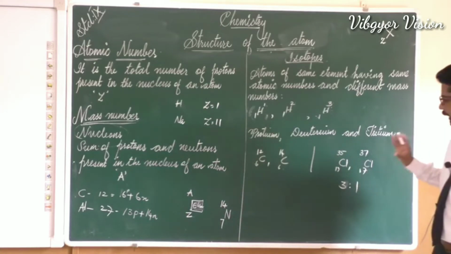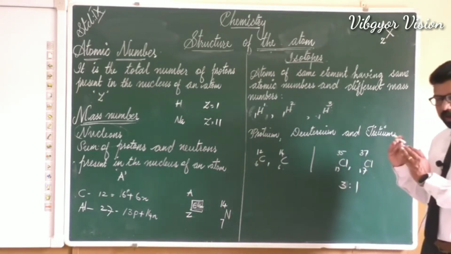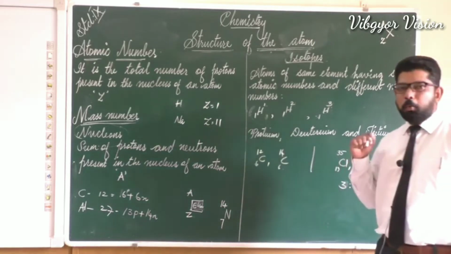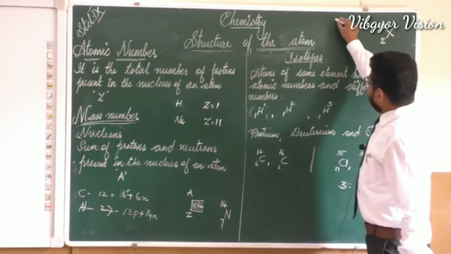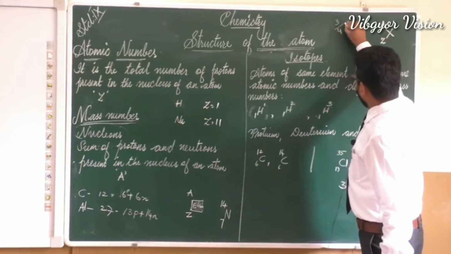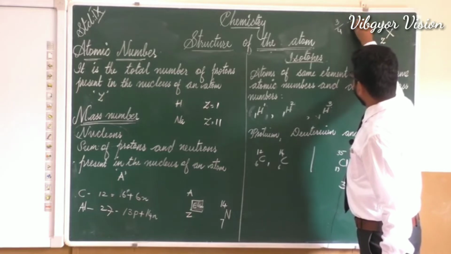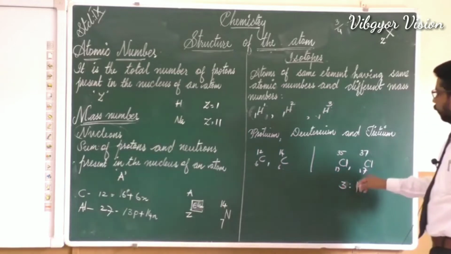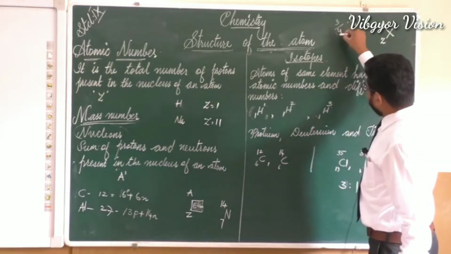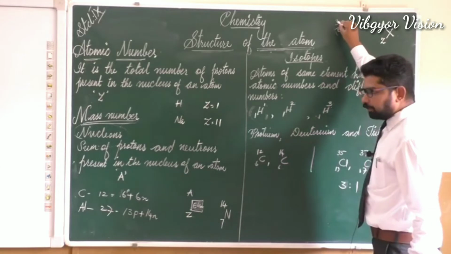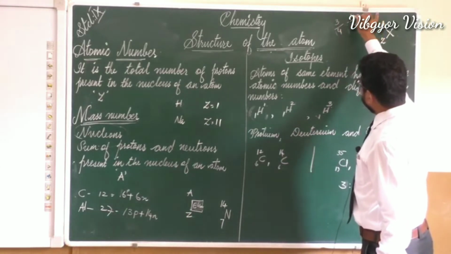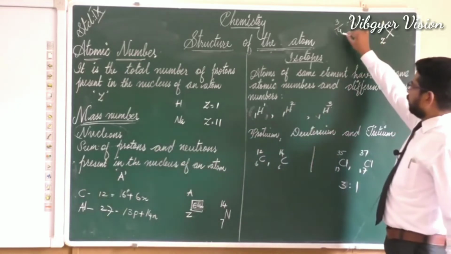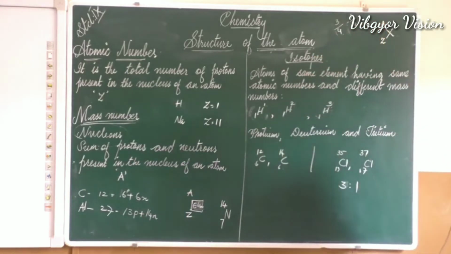It is said that in nature chlorine 35 and chlorine 37 are present in the ratio 3:1. 3:1 means 3/4 and 1/4. The total is 3 units plus 1 unit, which is 4. So if you take 4 units, 3 units will be chlorine 35 and 1 unit will be chlorine 37, or we can say 75% and 25%.